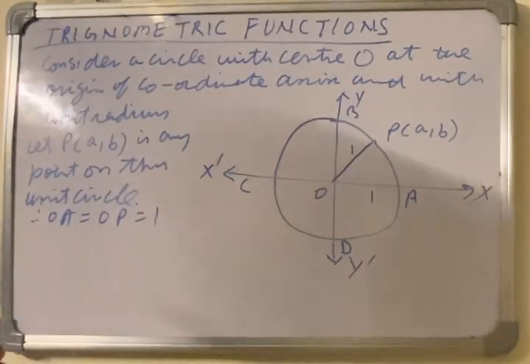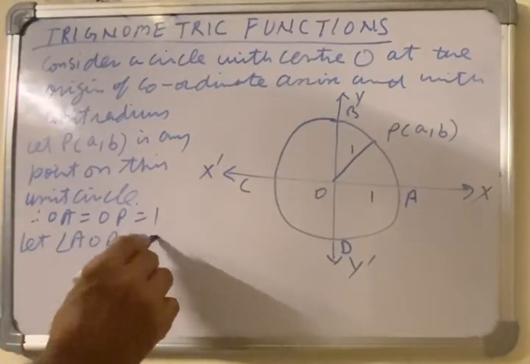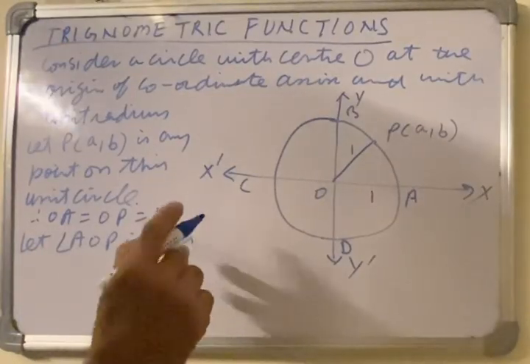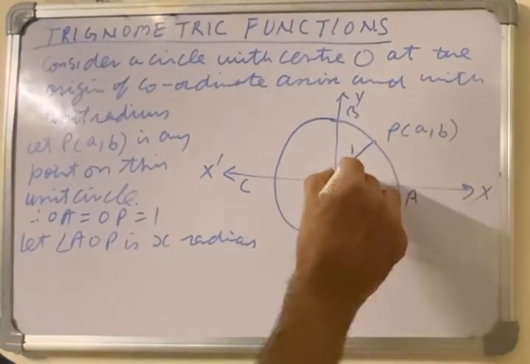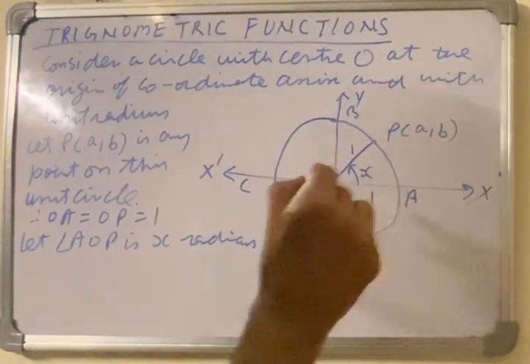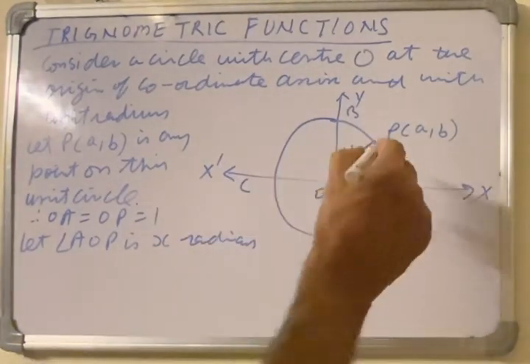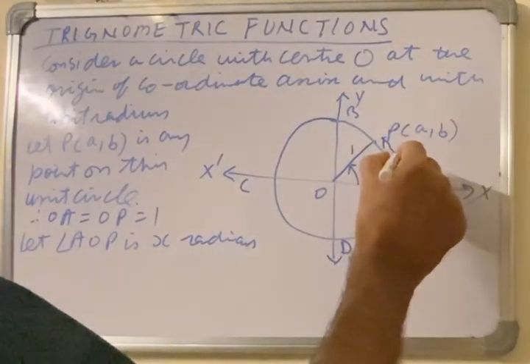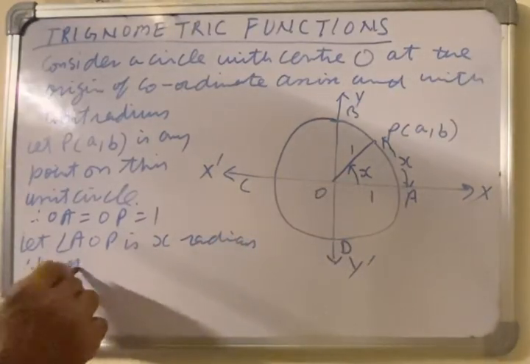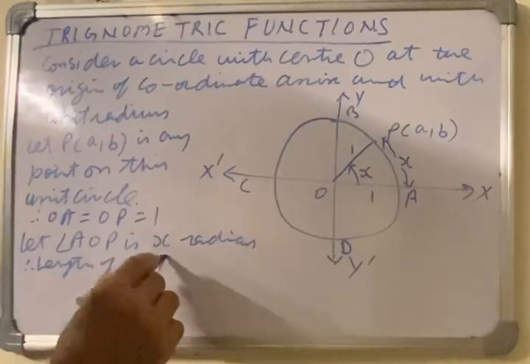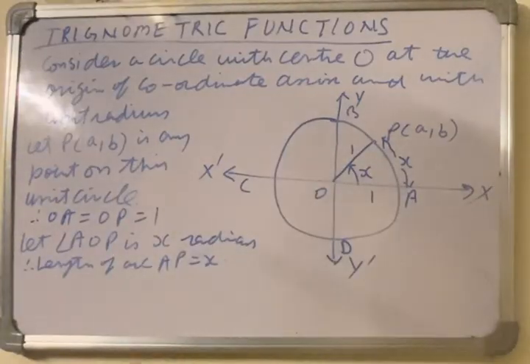Let angle AOP be x radians. It is x. Therefore, the length of arc AP is x. Draw PM perpendicular to OX.